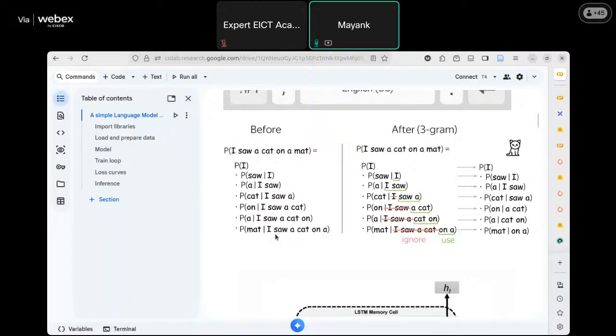If in your n-gram all these characters are available and only then the next word prediction is खाली all the combinations starting with I saw a cat on a, if we are looking at that, उसमें से mat कितनी बार आ रहा है, if we can find that out we can get this term. Okay, and when we multiply all these probabilities we get the probability of I saw a cat on a mat.